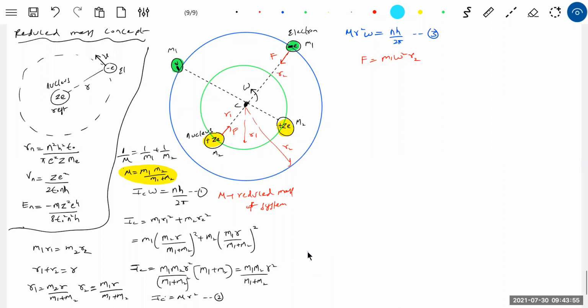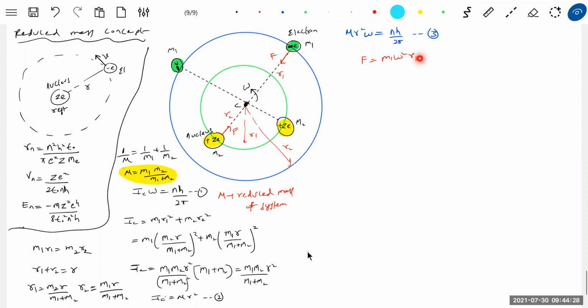Symbols: M1, R1. Okay, this will be R1. Is it okay? Here maximum of you go wrong. The particle is rotating about the center, that's all, not about the nucleus. So what is the distance from its circular path to the center of the circular path? That is R1. That should be substituted.